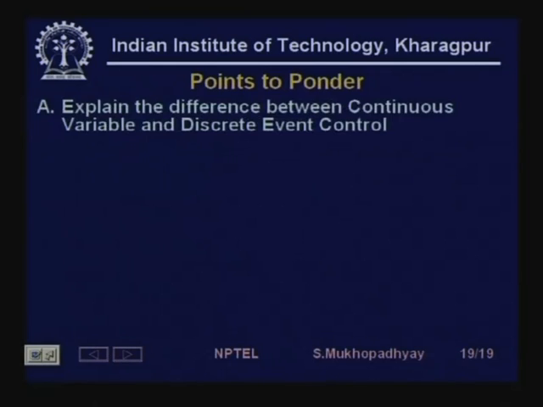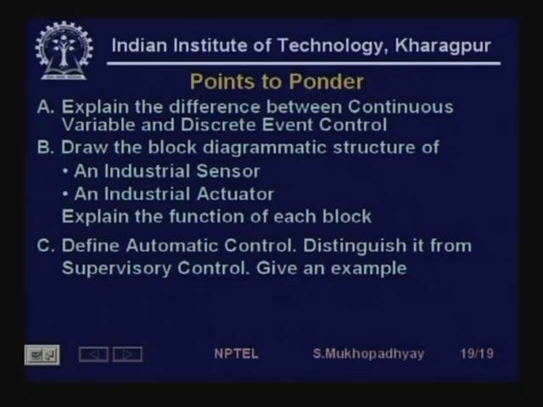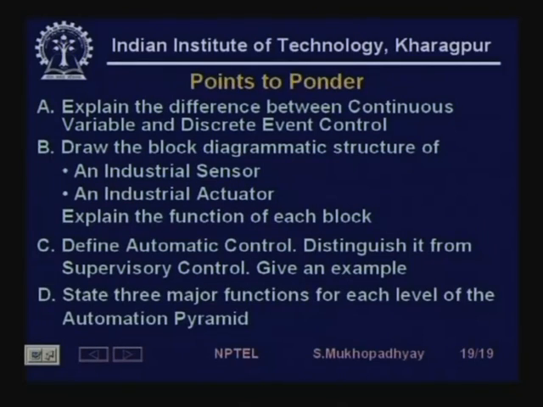So here we have some problems, points to ponder. For example, can you explain the differences between continuous variable and discrete event control? Can you cite two or three differences? Can you draw the block diagrammatic structure of an industrial sensor and give an example? Let us say you locate some industrial sensor and then try to identify the various subsystems in it, and what are their functions? Can you define automatic control and distinguish it from supervisory control with an example? And finally, can you state three major functions for each level of the automation pyramid? So these are problems for you to ponder on, and thank you very much.